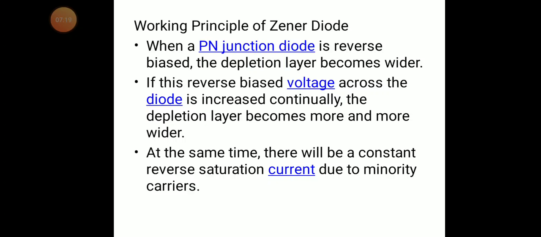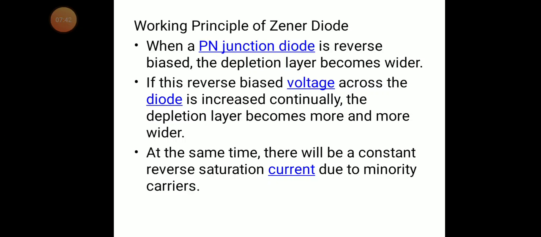Some of the free charge carriers are depleted or eliminated at the junction. That area where we don't have the free charge carriers is called the depletion layer. So what happens to this PN junction diode whenever we apply the reverse bias?